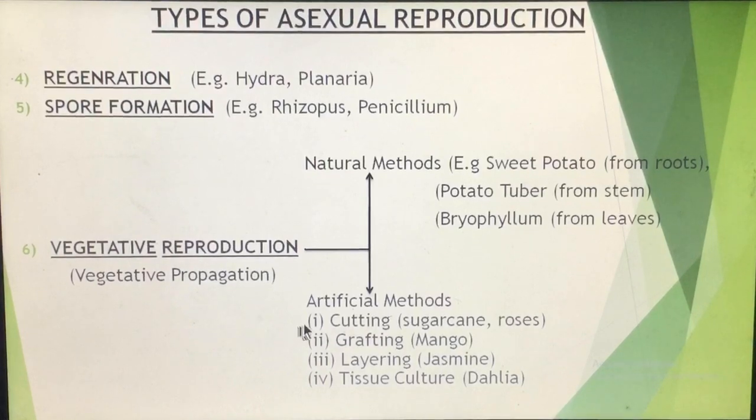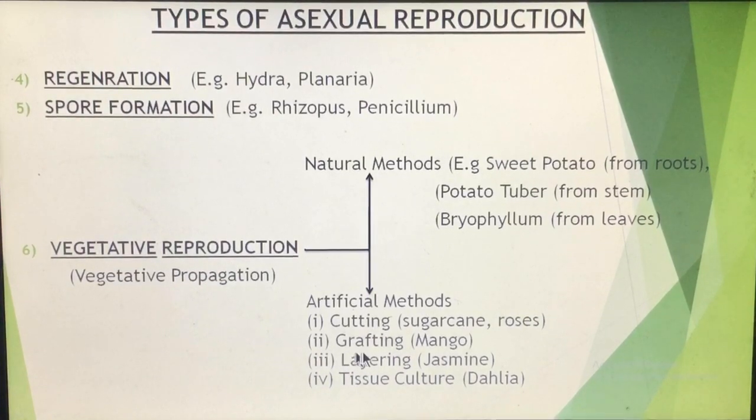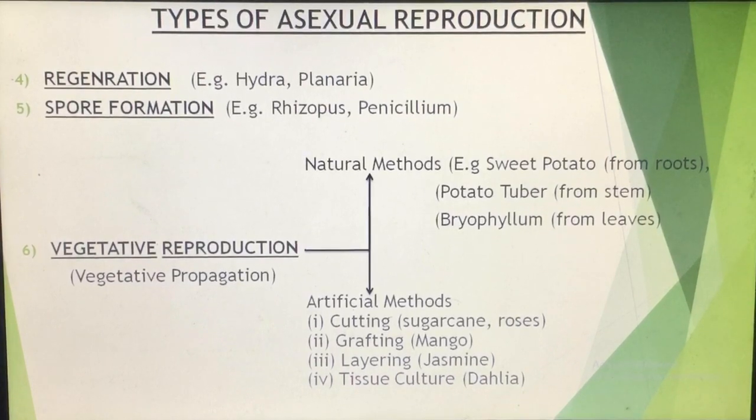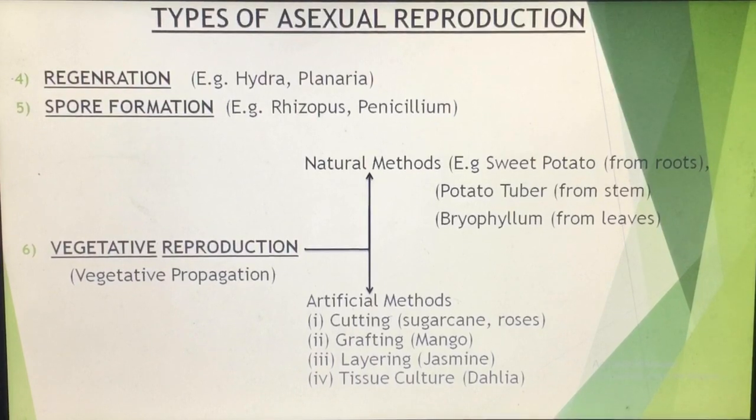And we talked about the artificial methods, that is cutting in the case of sugarcane and roses, grafting in the case of mango or in certain other plants, layering in the case of jasmine, and tissue culture like in dahlia. These are the artificial methods of vegetative reproduction or vegetative propagation. So with this, the asexual reproduction in plants and animals has been completed. In my next lecture we will start with sexual reproduction. Thank you, students.